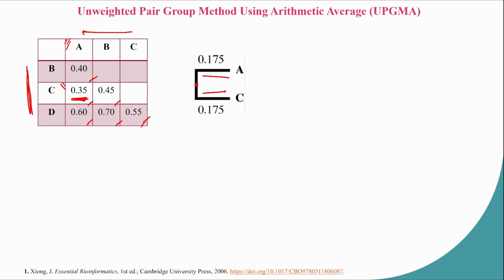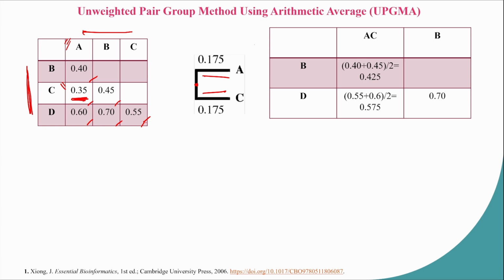After that, as in the construction method, we consider A and C as one single unit, because those have the lowest distance value. In the next step, we consider AC versus B and D. That accounts for the entire set of taxa present here. So for AC versus B, you have to calculate again, and what is done is that it calculates basically from the original matrix.